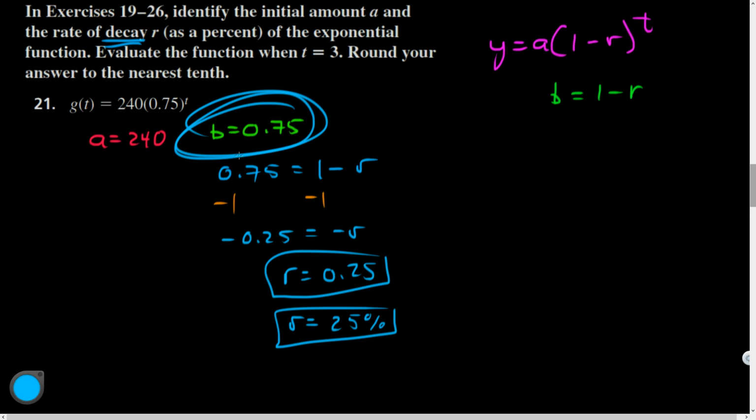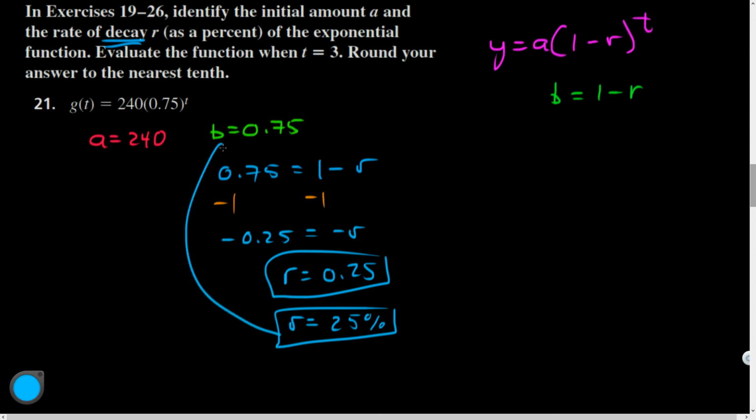Do you guys see how, without this formula, you might have even been able to intuitively determine that? So if I told you that B was 0.8, then R must have been 0.2. It was decreasing by 20%. Or if B was 0.1, then R was 0.9. It was reducing by 90% in order for 10% to remain. I also would have known that this was decay because this value was less than 1. Yeah? Okay.